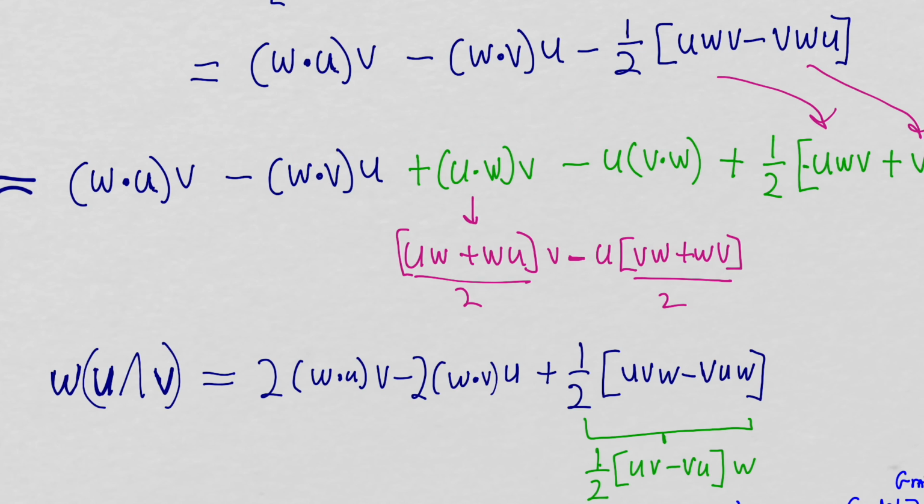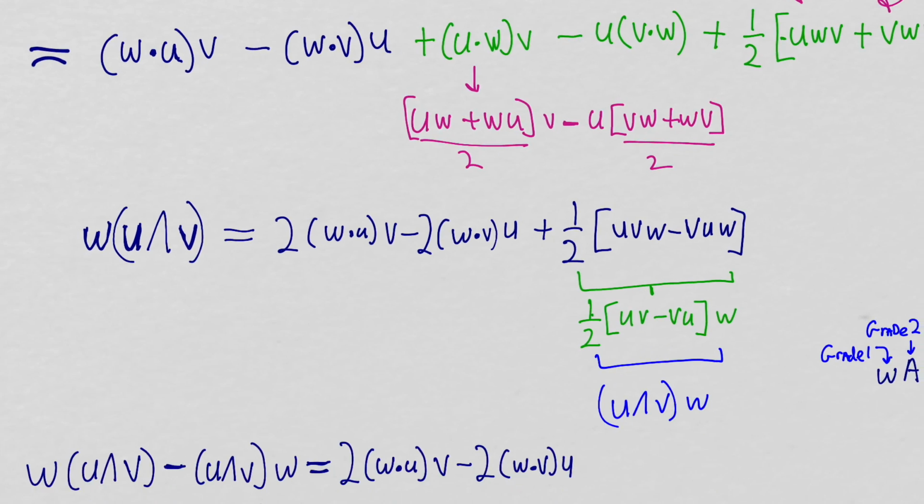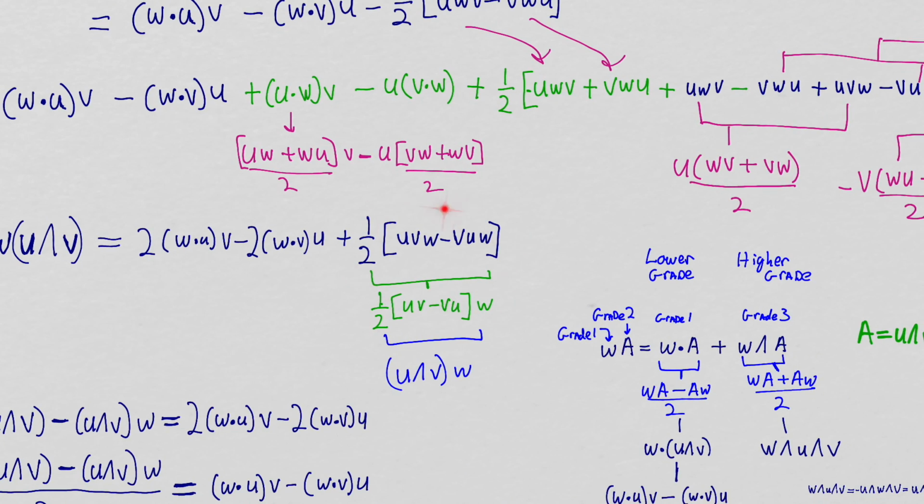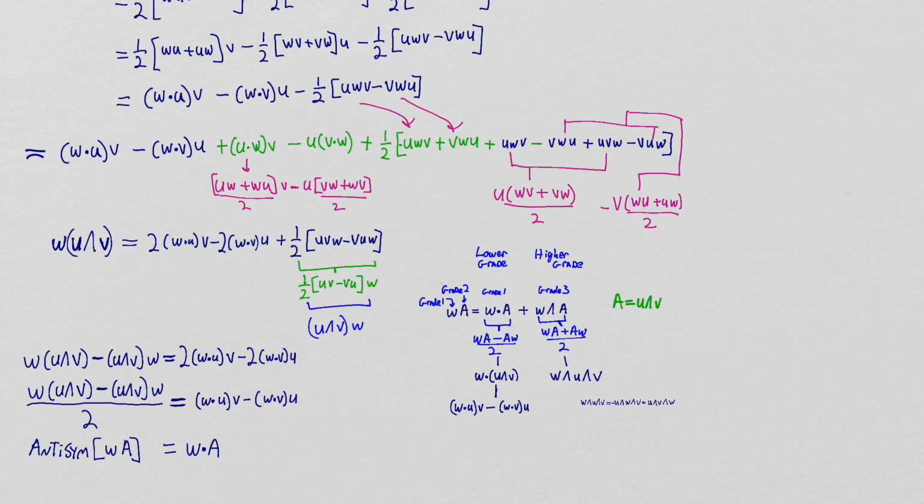So this can be combined with this, and this term can be combined with this term. So the vector V part can be added together and the vector U part can be added together. And you just get 2 W dot U V minus 2 W dot V U, which is nice. And then what's left behind is this thing right here. That is what's ultimately left of this mess, right? Is this just these two terms, this term here and this term here.